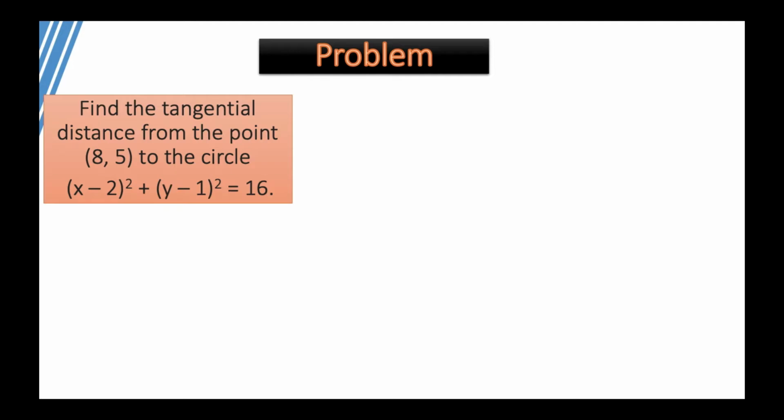Find the tangential distance from the point (8, 5) to the circle (x minus 2) squared plus (y minus 1) squared equals 16.